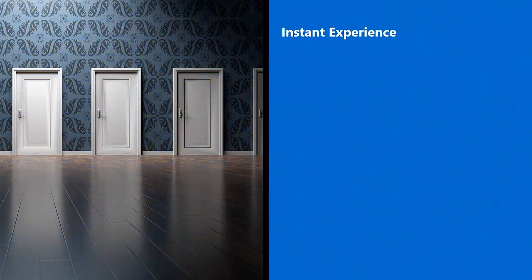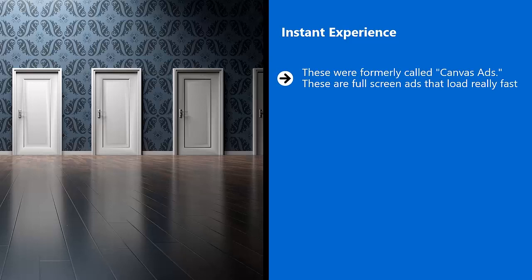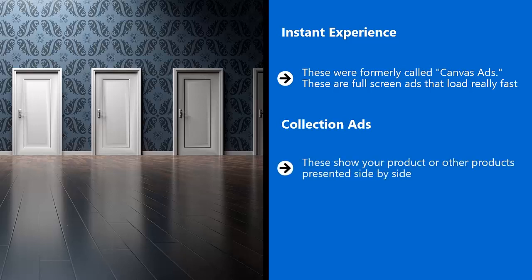Instant experience. These were formerly called Canvas ads. These are full-screen ads that load really fast. Depending on the type of product or service you are promoting, this might be a good fit. Collection ads. These show your product or other products presented side by side. These ads are available only on mobile devices. When customers like what they see, they can click it and buy it instantly.